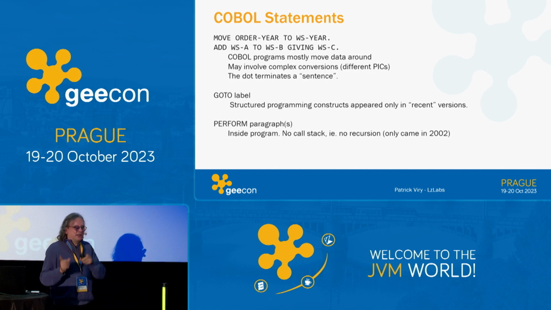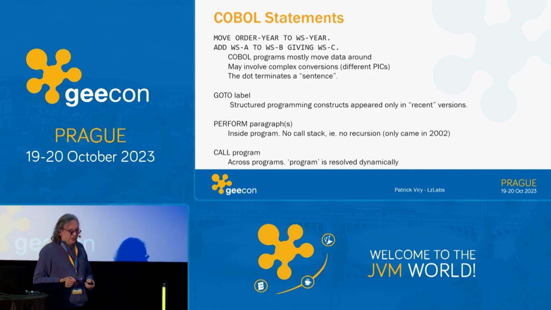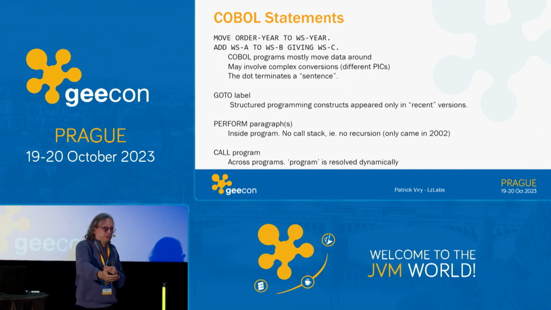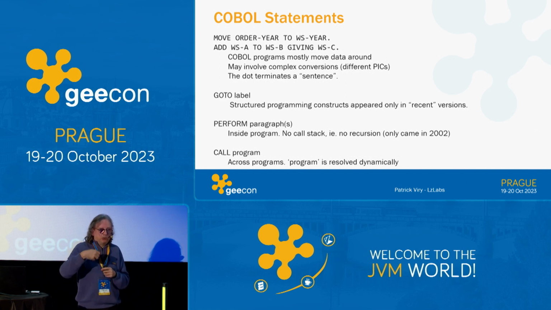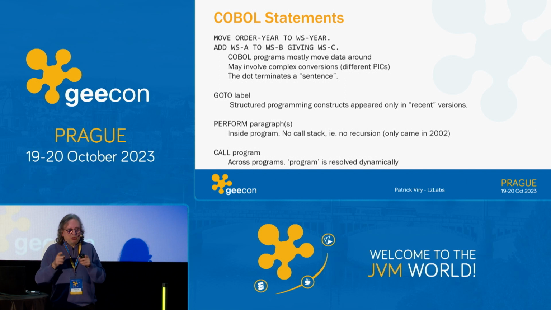And this works inside programs. Then there's the call statement where you can call another program. So this is actually used a lot because programs are very monolithic. They tend to do one thing. So it's very common to have one program call another program. And what's interesting is that the program is resolved dynamically. So the name of the program that you call can be in a string that is evaluated at runtime.